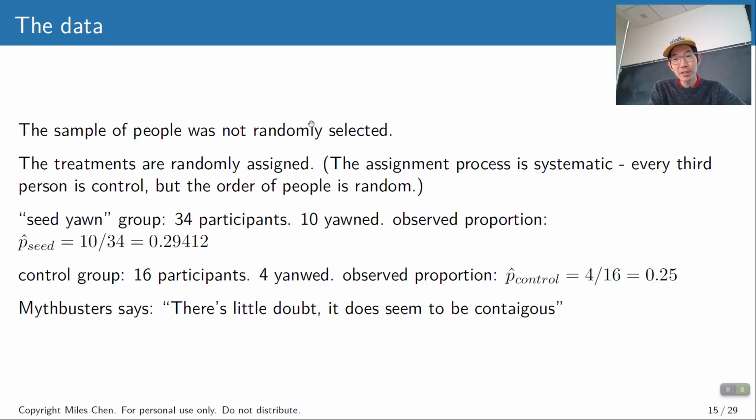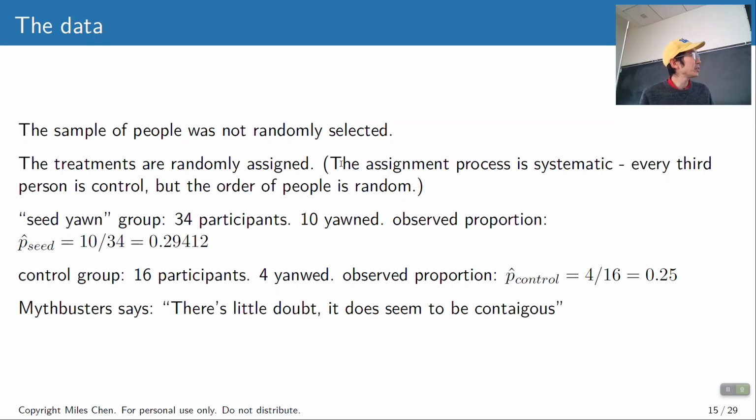A couple things to know. The sample of people selected to be part of the study was not randomly selected. They went to a flea market and just got arbitrary people who agreed to join, and then they randomly assigned who was going to get the treatment, the seed yawn, and who was going to be the control. That was done a little bit systematically. They said every third person is going to be a control case, but you can imagine the order in which people went could be treated as a kind of random order here.